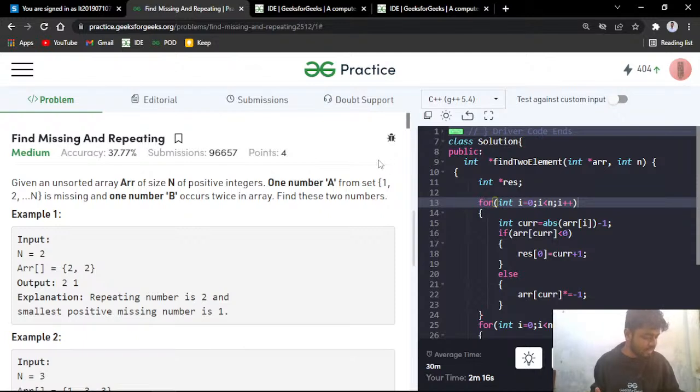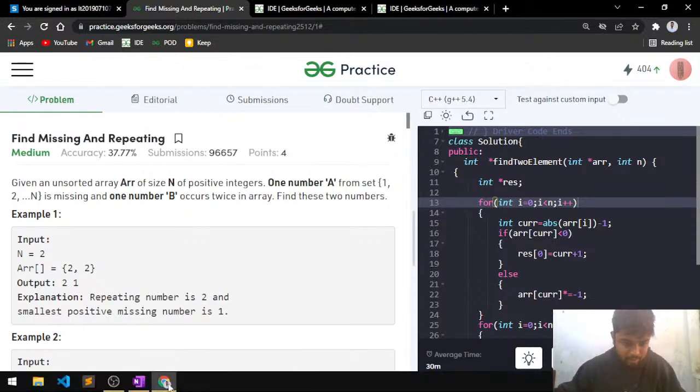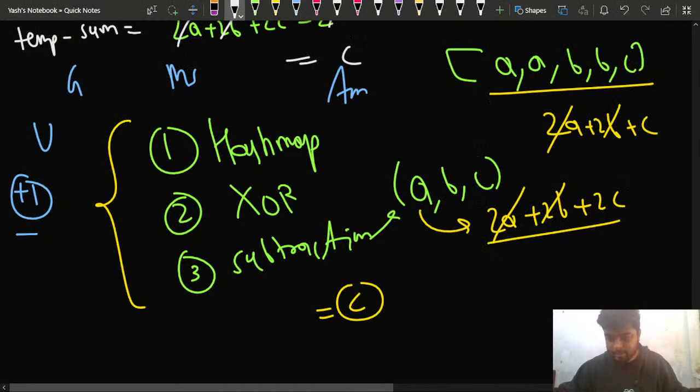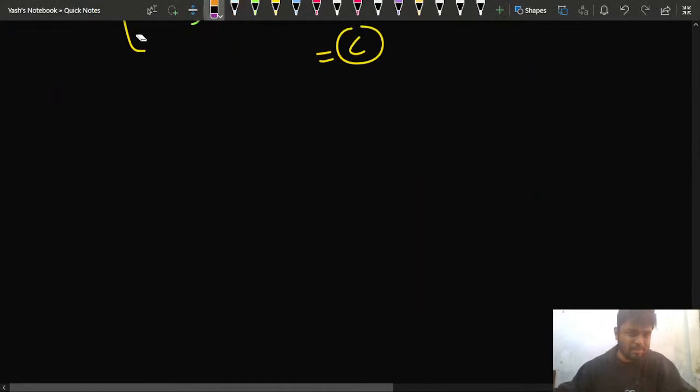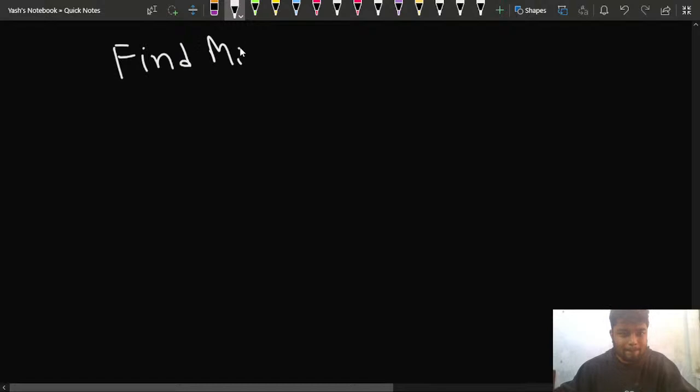Okay, this is a very interesting problem. As I told you, the name of the problem is find missing and repeating number. It's a very easy problem and it has 3 to 4 ways to do it, so I'll let you know all of those ways, right?